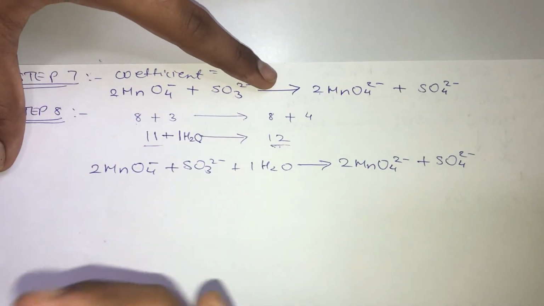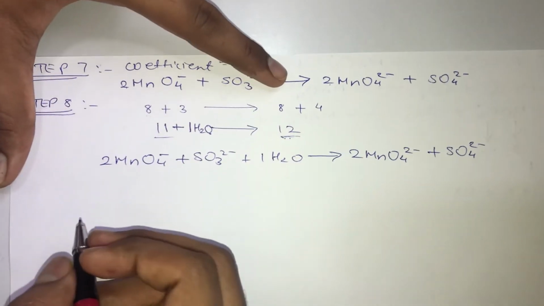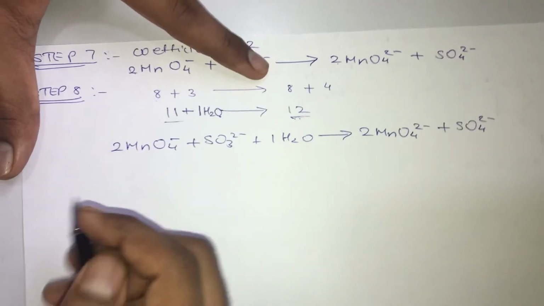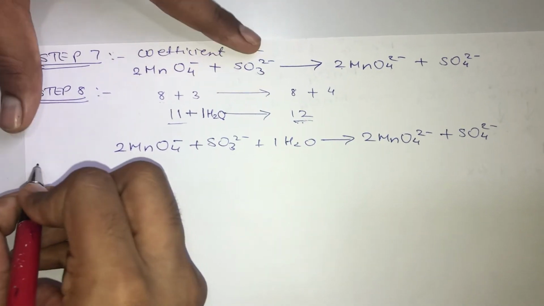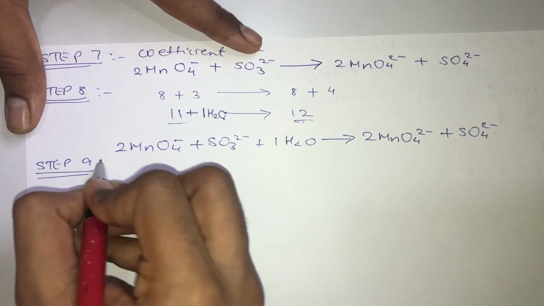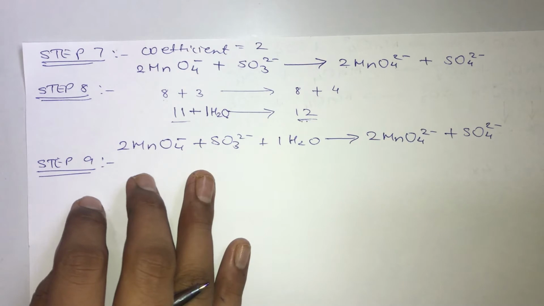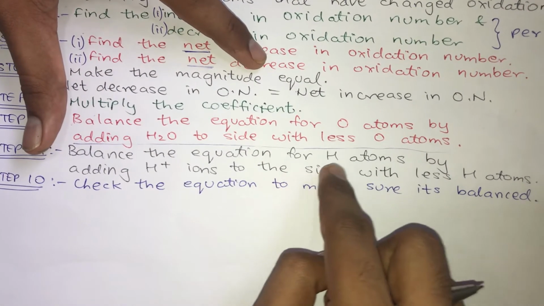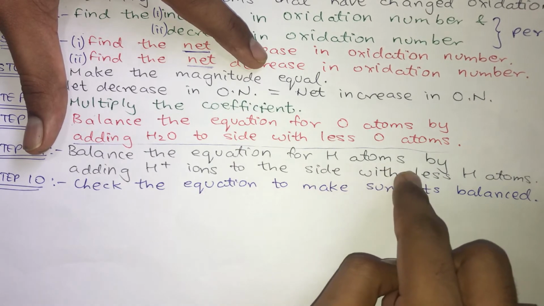So I hope guys the step 8 is also clear for you all. This was the easy step, am I right? As compared to the 7th one, this was easy. Now the step 9. What does step 9 tell us? Balance the equation for hydrogen atoms.